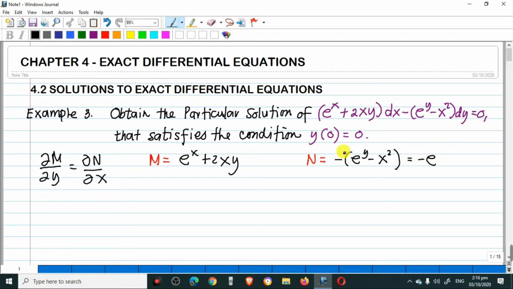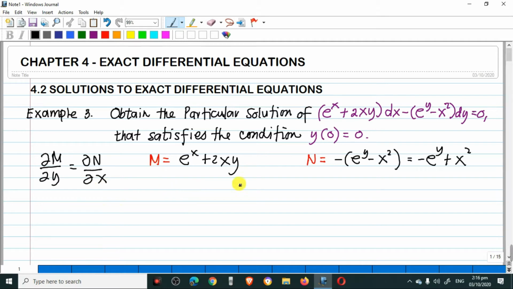Distribute mo lang yung negative sign dun sa loob. Negative times positive will be negative e^y. Then negative times negative is positive x^2. This is our M and this is our N. Then proceed dun sa ating substituting the values of M dito sa left side and also to the right side, equating both sides. So after proving if this is really equal, then we can conclude that this is an exact DE. Okay? Let us proceed.